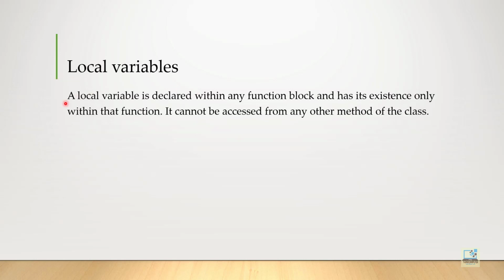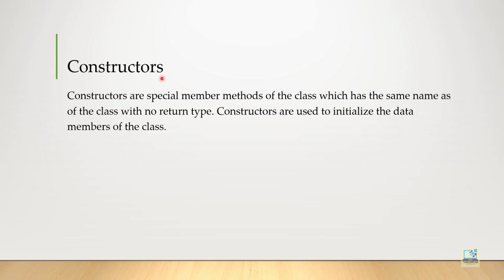Local variables. A local variable is declared within any function block and has its existence only within that function. It cannot be accessed from any other method of the class. Constructors. Constructors are special member methods of the class which have the same name as the class with no return type. Constructors are used to initialize the data members of the class. This video primarily covers the objects and classes topic, so in this video I am going to only focus on objects and classes. Constructor will be explained in my next video. So stay tuned for that.